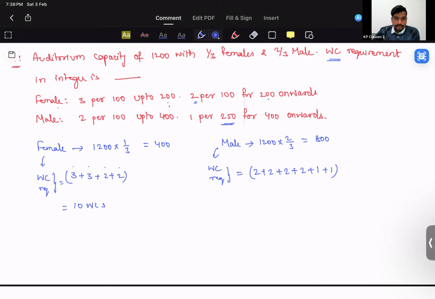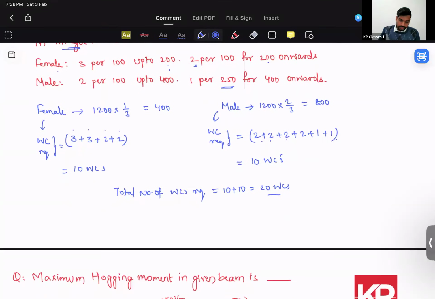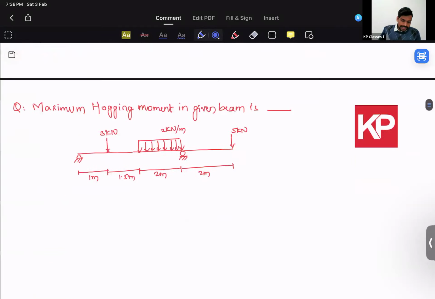You'll need to provide one more because we need to cover a total of at least 800. You cannot provide a fraction of a WC, so you'll need to add one more to go beyond 650. Obviously it will cross 800, but you'll need to provide that also because you need to give the answer in integers only. If you add up, you will get 10 again. The total number of WCs required is 10 plus 10, that is 20 WC. So 20 is the answer for this question, given this information. Let us also look into the next one.